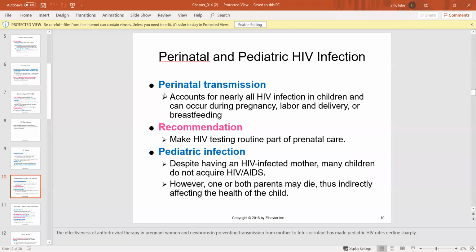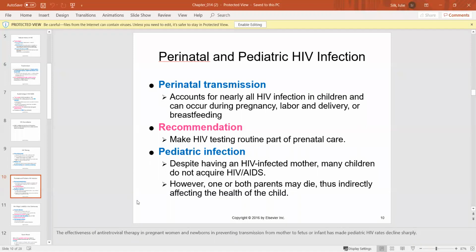All right, and then when we talk about perinatal transmission, this accounts for nearly all HIV infection in children and can occur during pregnancy, labor and delivery, or breastfeeding. So if you can imagine, you're passing this through blood and body fluids. So if your baby is breastfeeding, they're going to get it through your breast milk. So the recommendation is to make HIV testing a routine part of prenatal care.